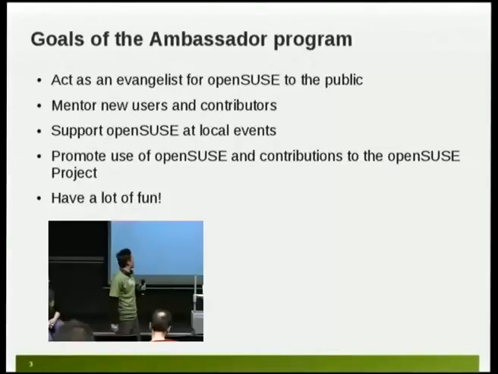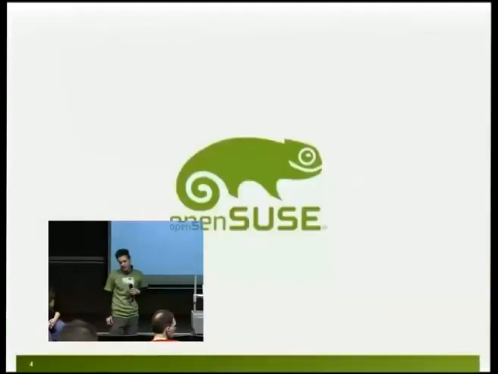The current goals are to act as an evangelist of the OpenSUSE project to the public, and actually you don't have to be an ambassador to do that. Mentor new users and contributors, support OpenSUSE local events, promote OpenSUSE and contribution to the OpenSUSE project. Also having a lot of fun.